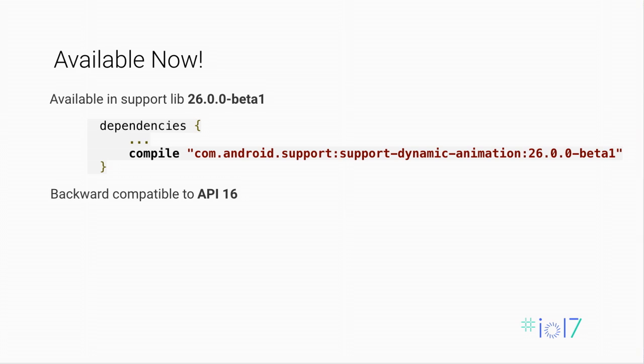So the physics-based animation is available now in SupportLib 26 beta 1. And you can use it by adding this dependency to your Gradle file. And it's backward compatible to API 16. And I'm very excited to see what you guys can come up with using this library.